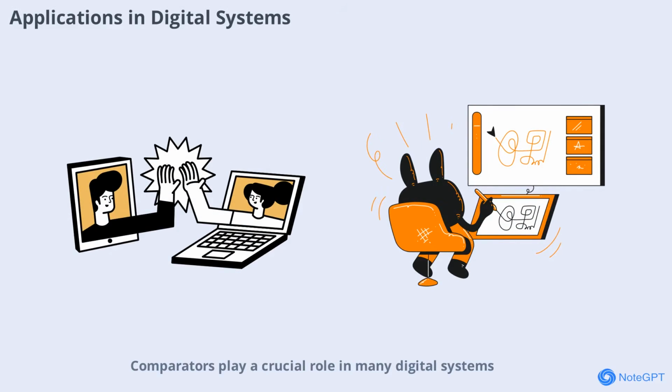Comparators play a crucial role in many digital systems. They are used in arithmetic logic units, ALUs, memory address decoding, data sorting, and signal processing. Whenever a system needs to make a decision based on the relationship between two values, comparators are involved. Their speed and reliability make them indispensable in modern electronics.